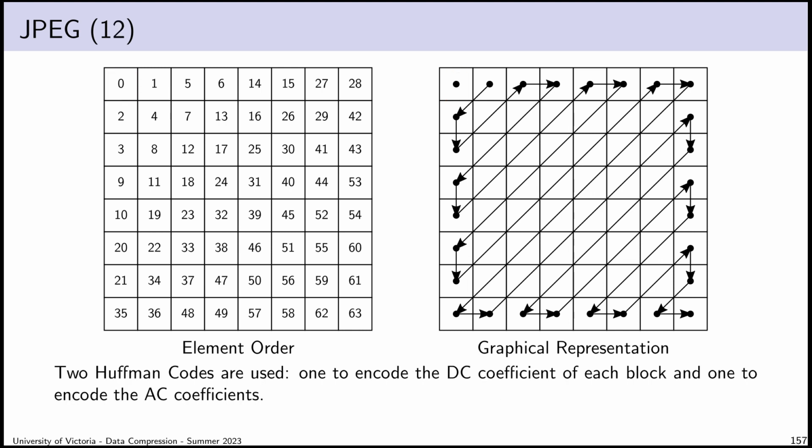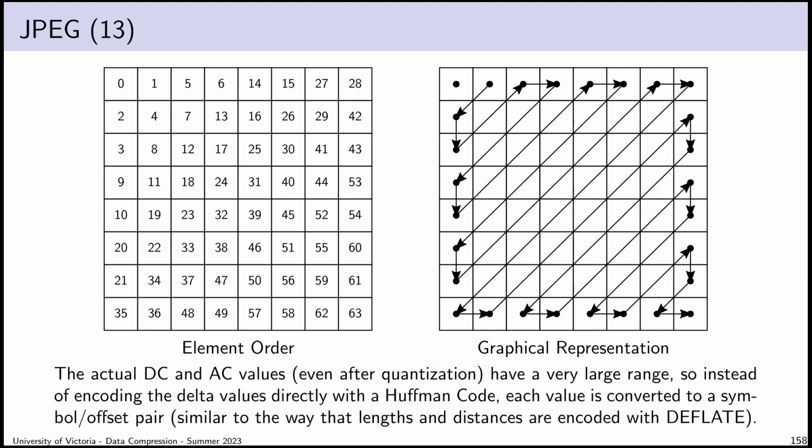So two Huffman codes get used. We actually have one Huffman code defined for the whole image that we use to encode the DC coefficients, because they're the constant shift and therefore might have different characteristics than all of the AC coefficients, and then a separate Huffman code used to encode AC coefficients.